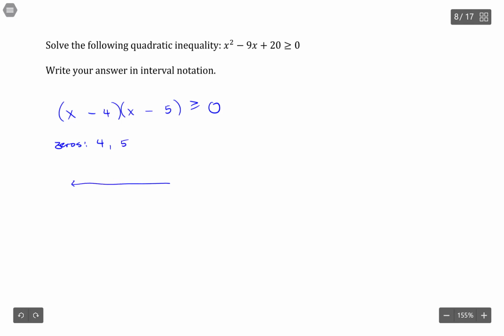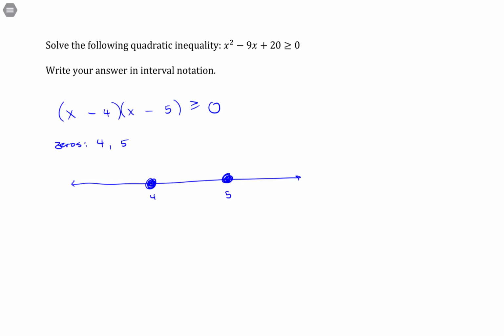So on a number line, I'm going to put the values 4 and 5. Those particular values are going to be part of the solution, and since we're looking for values that are greater than or equal to, I'm going to put solid circles here, so closed circles at these values. Now the question is, which intervals get included as things that are greater than zero? So to determine this, I just go through and test intervals.